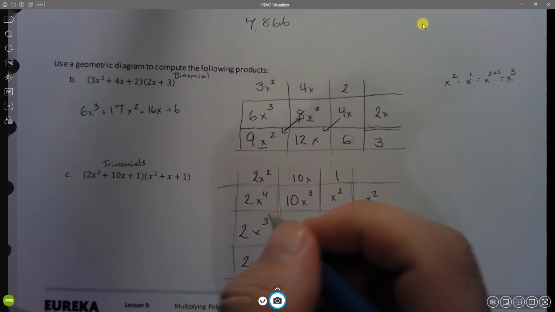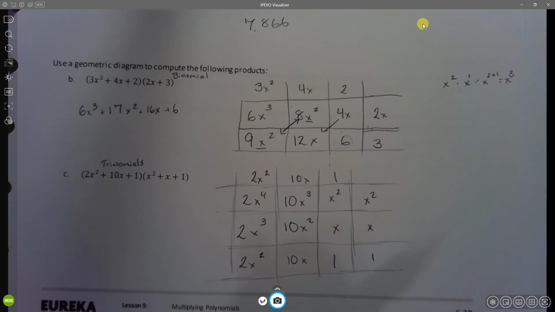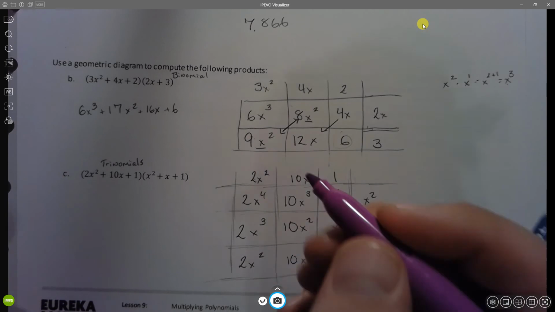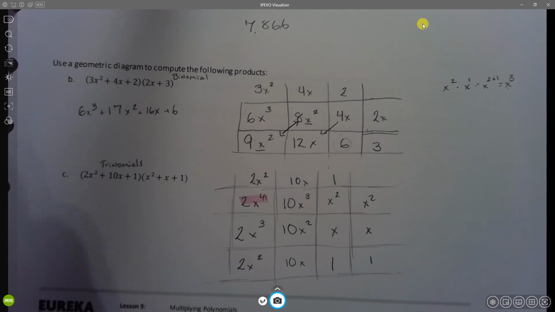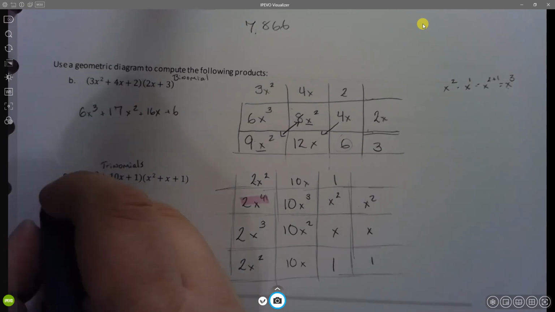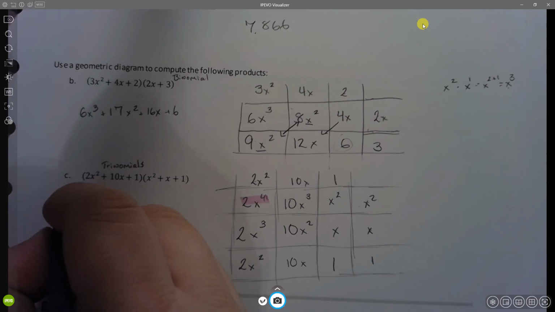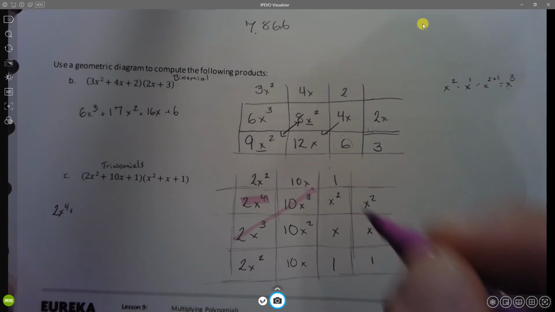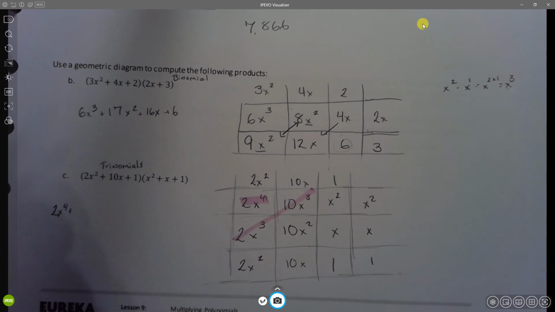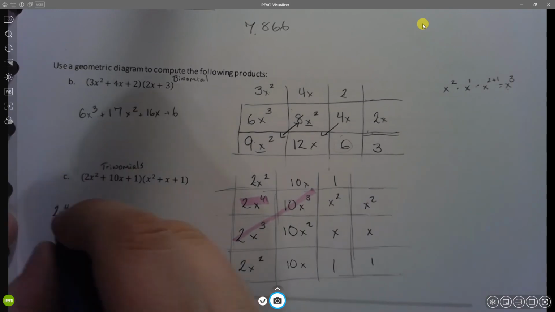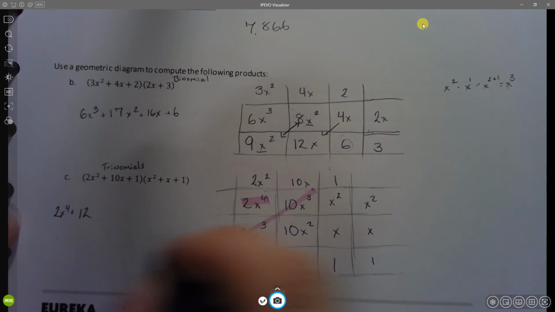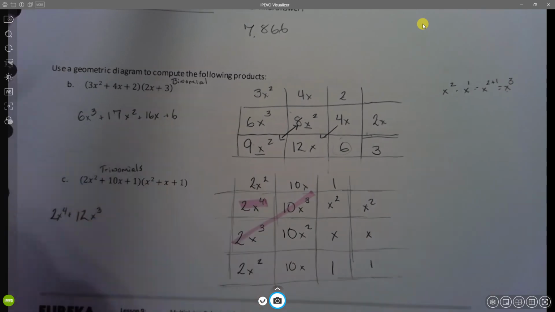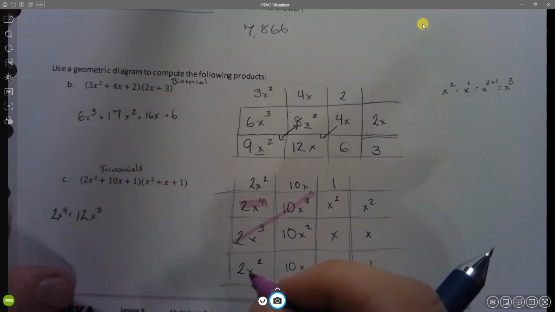All right. We only have one term with an x to the 4th, so that's going to be the first thing we lead off with. 2x to the 4th plus, now we've got a 2x cubed and a 10x cubed. We're adding them, so 10 plus 2 is going to be 12, followed by the variable of x cubed. Then we're going to do the next column, the next diagonal column.